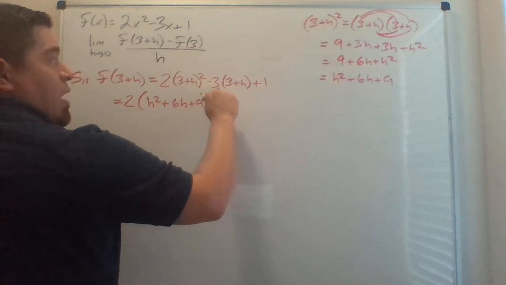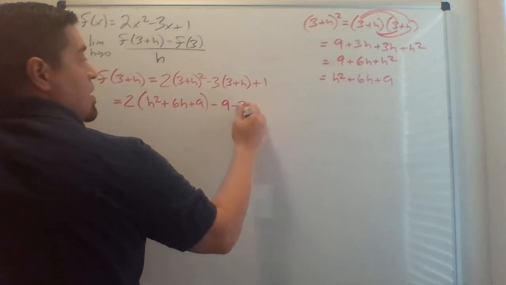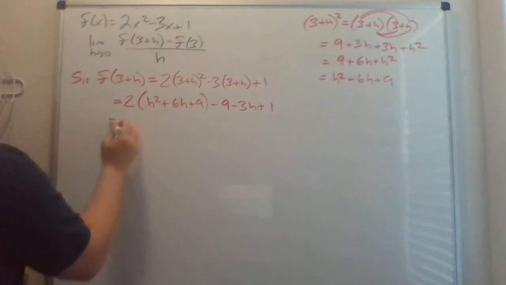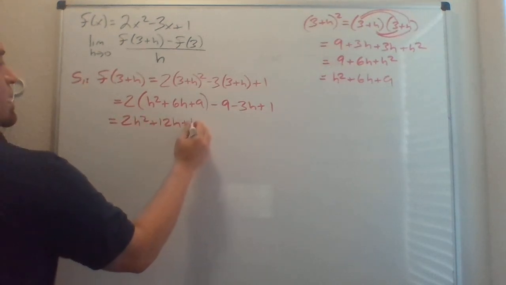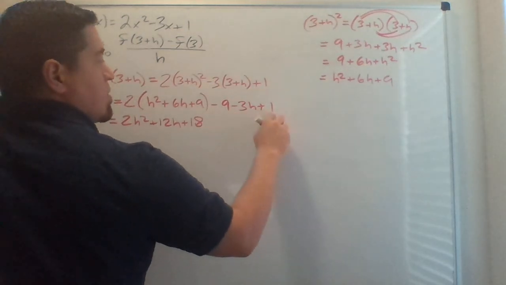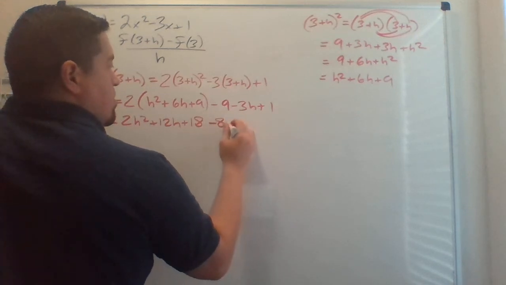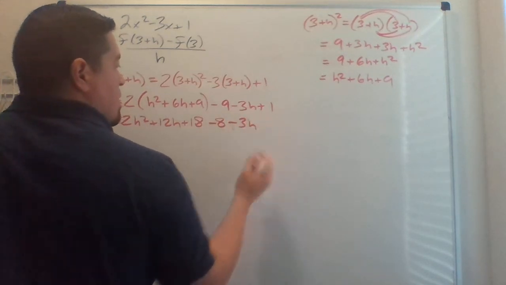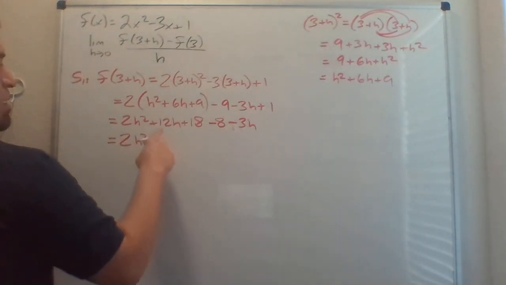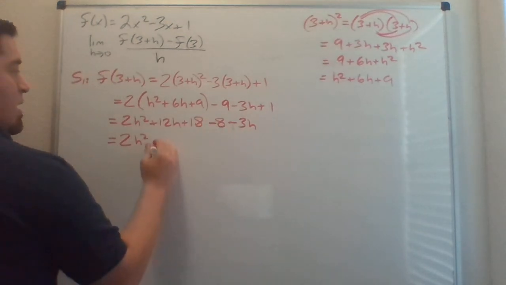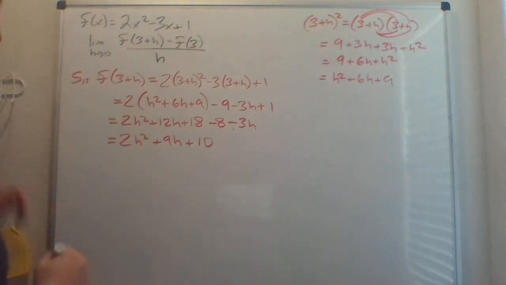So moving on. Here you can distribute. That's minus 9, negative 3 times 3, and negative 3 times h is negative 3h plus 1. Here, you'll distribute the 2, so it's 2h squared plus 12h plus 18. Negative 9 plus 1, that's negative 8. Negative 8 minus 3h. Okay. Combining any like terms we have left, so 2h squared, 12h minus 3h, that's 9h. 18 minus 8, that's 10. Okay, and that'll be my step 1.